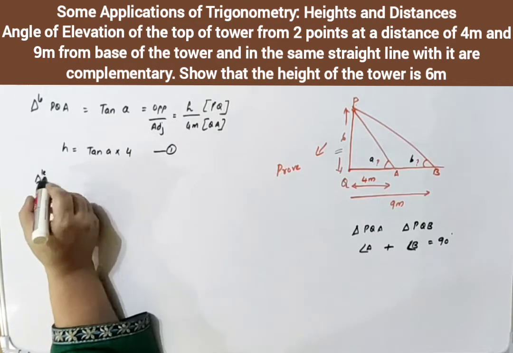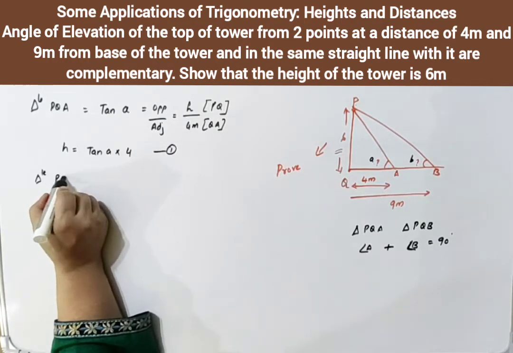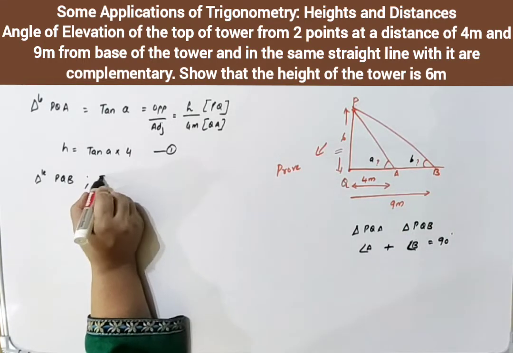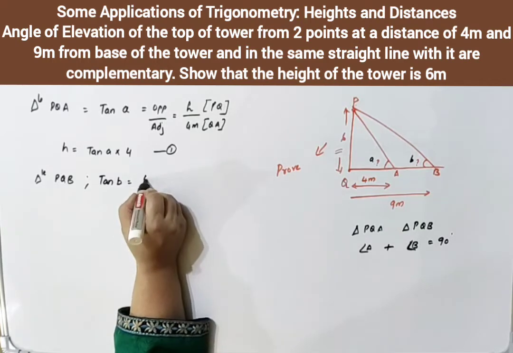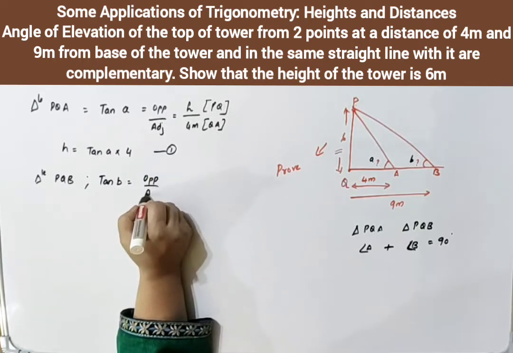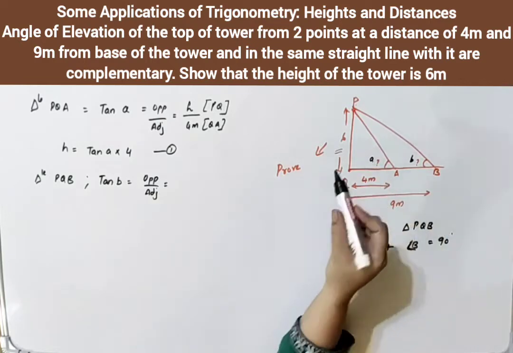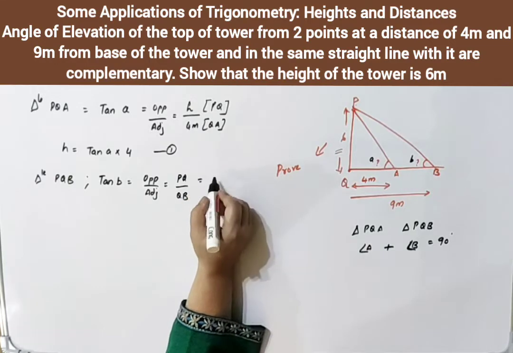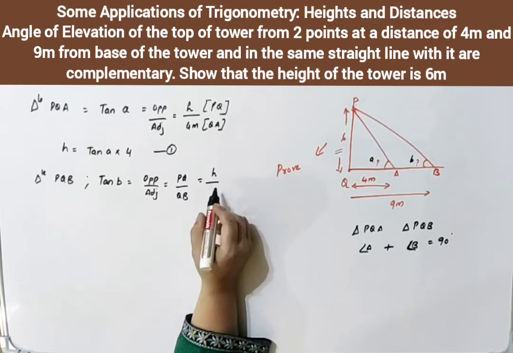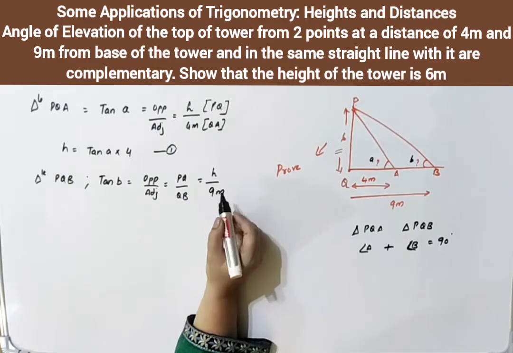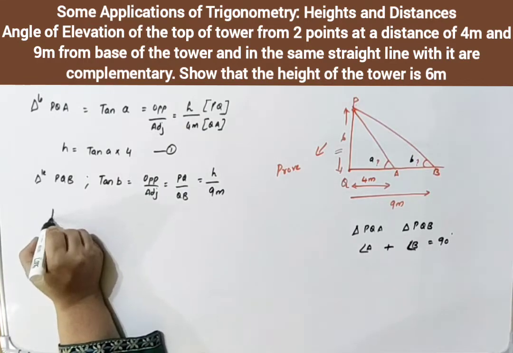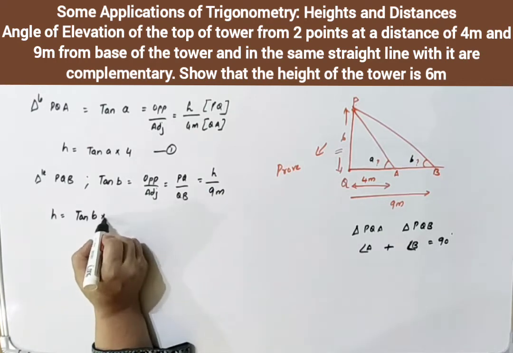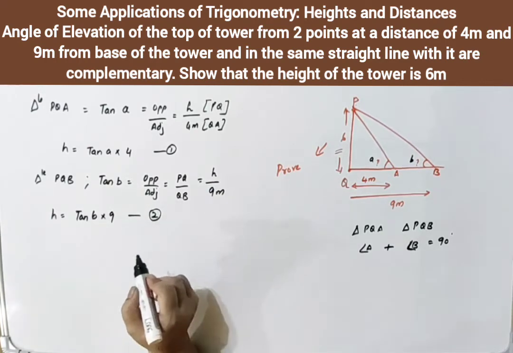Let's take triangle PQB now. We'll call this angle B. So tan B is equal to opposite by adjacent, which is PQ by QB. PQ we call H, and QB is given as 9 meters. So we'll isolate H. H will be tan B into 9. Let's call this equation 2.